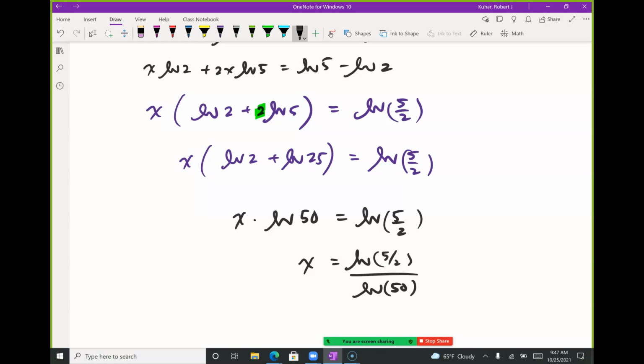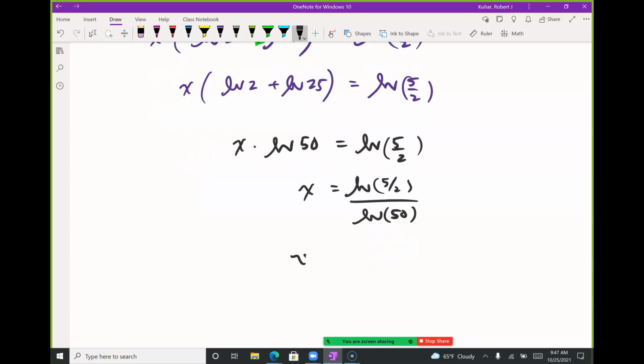I'm going to ask you to write it as a single log. So we're going to say x equals log base 50 of 5/2. There's my change of base formula. And of course, I'm going to use the previous one, the ln of over ln of, to get my approximation.